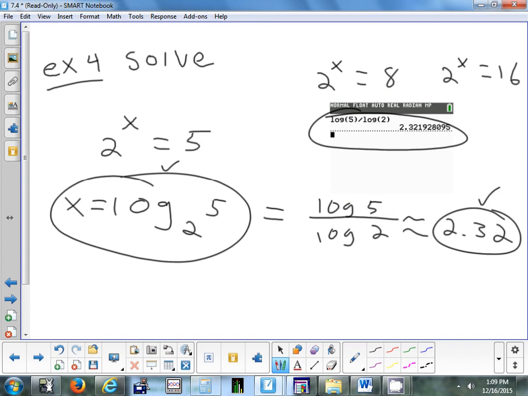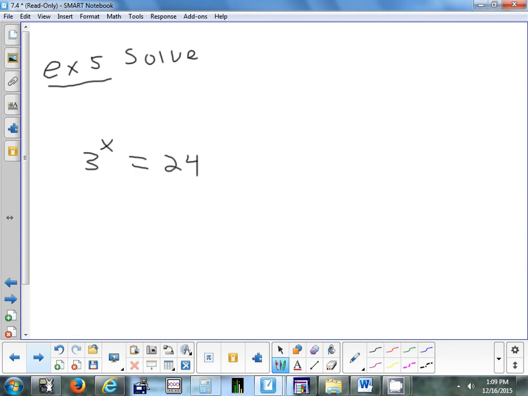On the test, I'm going to have a mixture of both. Anybody need me to do this one? 2 to the x equals 5, 3 to the x equals 24. It's pretty much the same thing. Any questions on how you do that one? No? Okay, so I'm going to skip over this one.